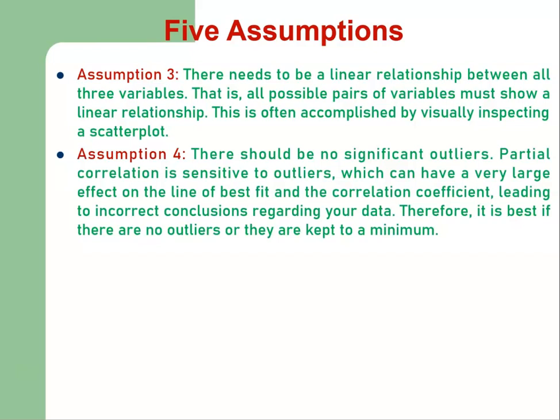Assumption number 4 is that there should be no significant outliers, because partial correlation is very sensitive to outliers, which can have a very large effect on the line of best fit and the correlation coefficient, leading to incorrect conclusions regarding your data. Therefore, it is best if there are no outliers or they are kept to a minimum.